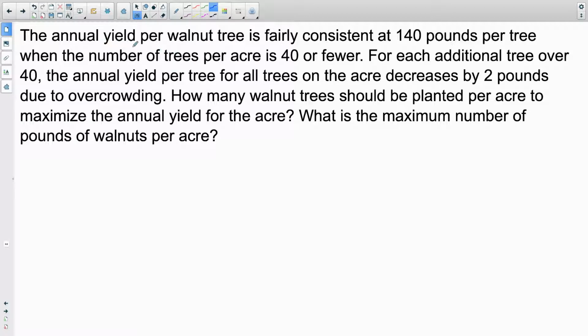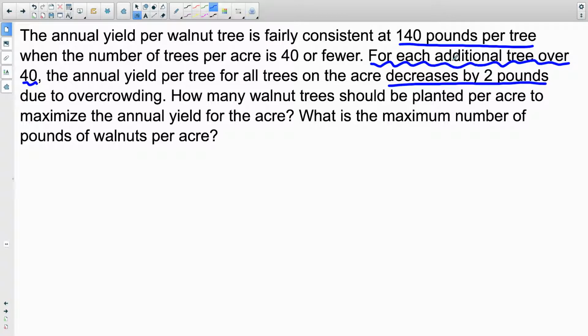The annual yield per walnut tree is fairly consistent at 140 pounds per tree when the number of trees per acre is 40 or fewer. For each additional tree over 40, the annual yield per tree for all trees on the acre decreases by 2 pounds. So this number decreases by 2 pounds due to overcrowding for each additional tree over 40.